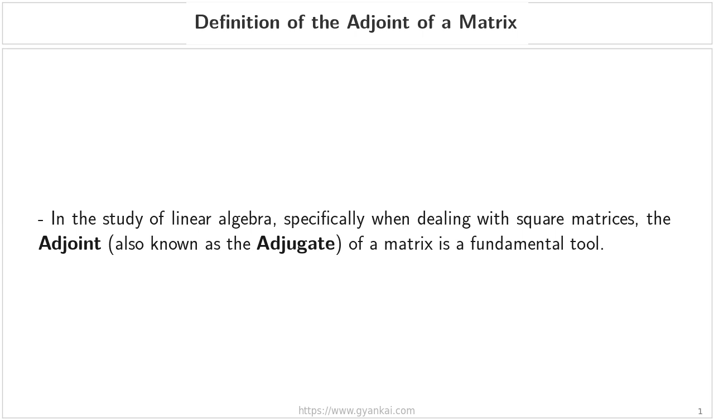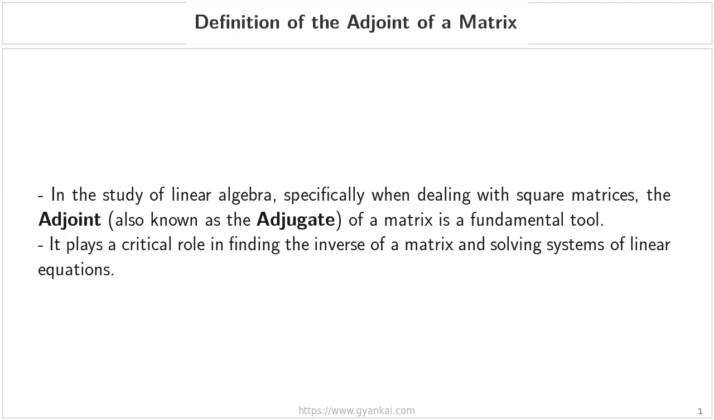Welcome, everyone. Today, we are going to dive into a very important concept in linear algebra, the definition of the adjoint of a matrix. When we are working specifically with square matrices, you will frequently encounter a fundamental tool known as the adjoint, which you might also hear referred to as the adjugate. It is a vital concept to master because it plays a critical role in more advanced operations, such as finding the inverse of a matrix and solving complex systems of linear equations. Over the next few slides, I will guide you through the conceptual logic and the step-by-step procedure required to calculate it.